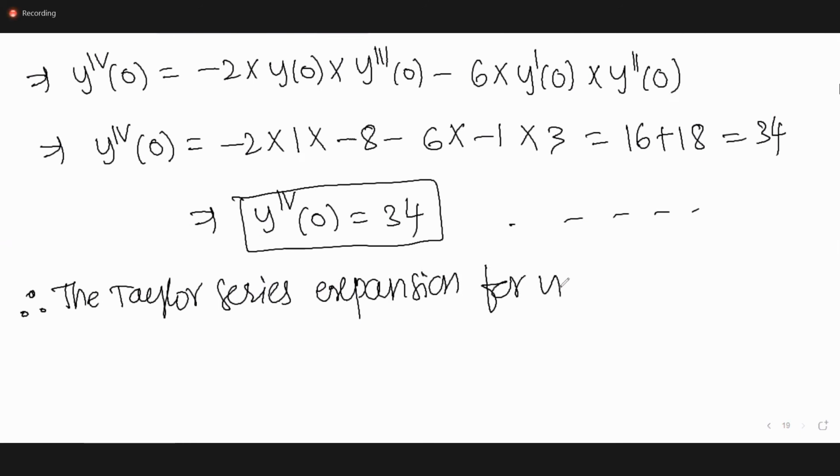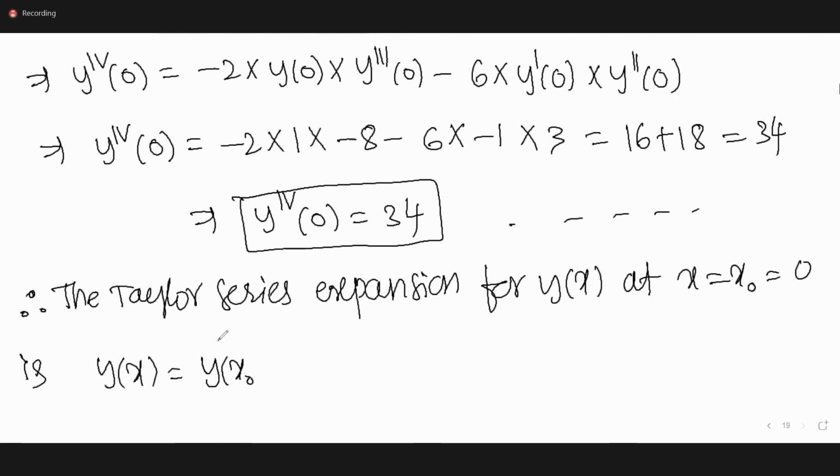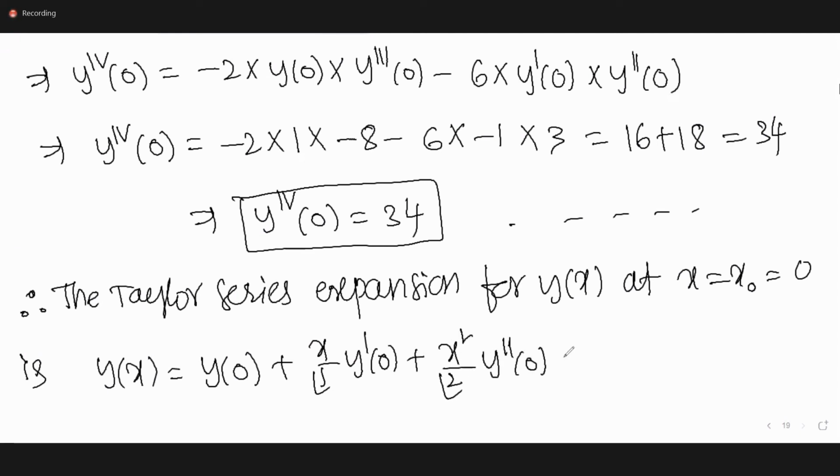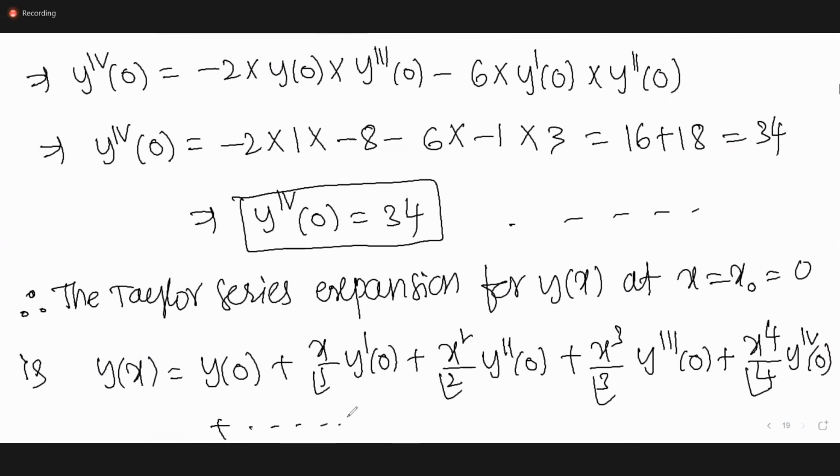for y of x at x is equal to x naught is equal to 0 is y of x is equal to, write down directly, y of x naught, sorry, first value y of 0 plus x by 1 factorial into y dash of 0 plus x square by 2 factorial into y double dash of 0 plus x cube by 3 factorial into y triple dash of 0 plus x power 4 by 4 factorial into y fourth of 0 plus so on.